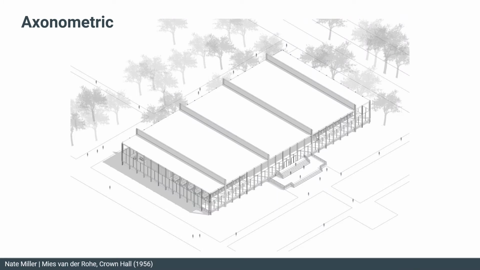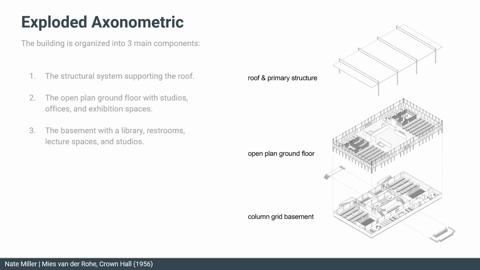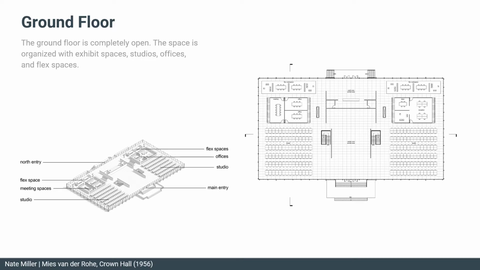This axonometric drawing illustrates that Crown Hall has pedestrian walkways on both the east and west, which is an important attribute in my research. The building is organized into three main components: the primary structure, column-free ground floor, and the column-gridded basement. The ground floor of Crown Hall houses the main gallery spaces in the central portion of the floor plan. Symmetrically oriented are studio spaces, conference rooms, dean and admission offices, and flexible study spaces.